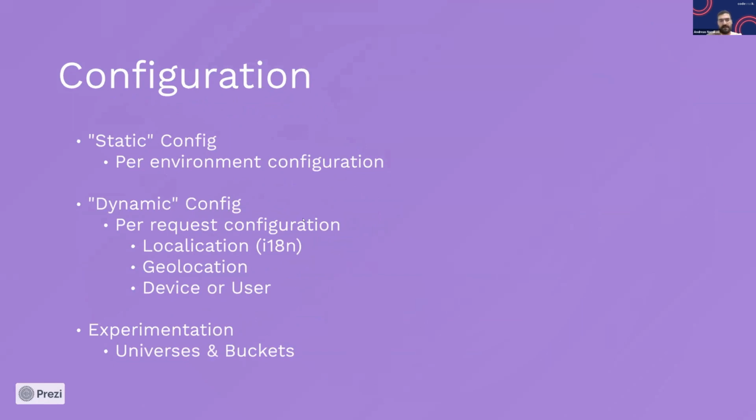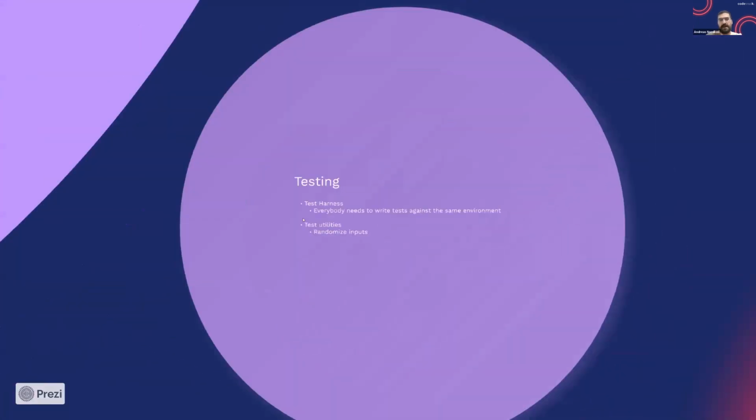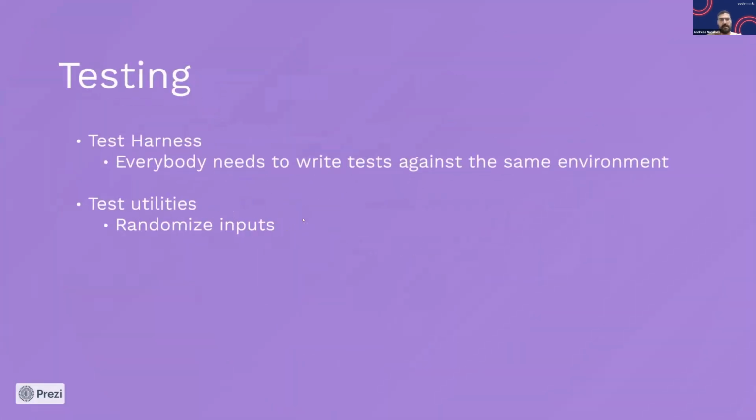And then finally, as you grow, you want to consider some experimentation tenets to allow you to create A/B variants of your product so that you can optimize those for conversion. And finally, testing, also pretty common tenets.